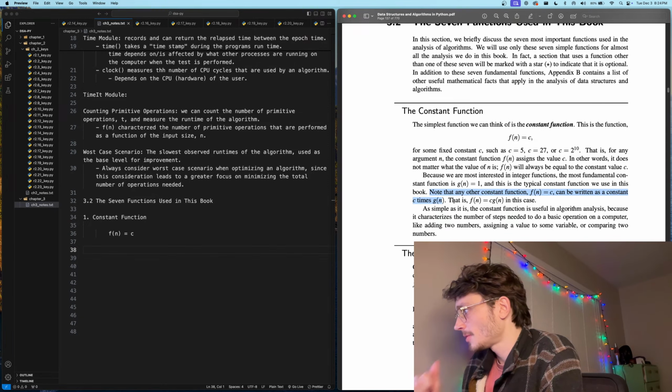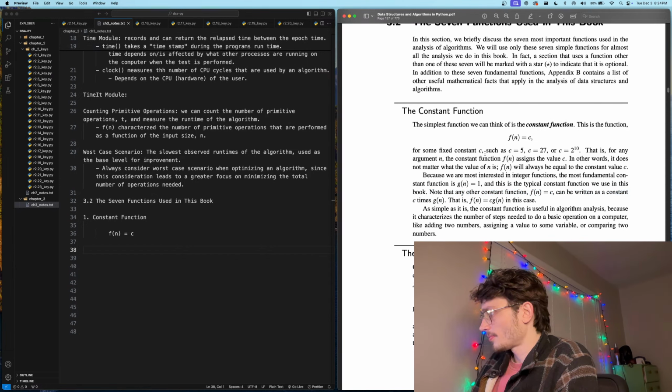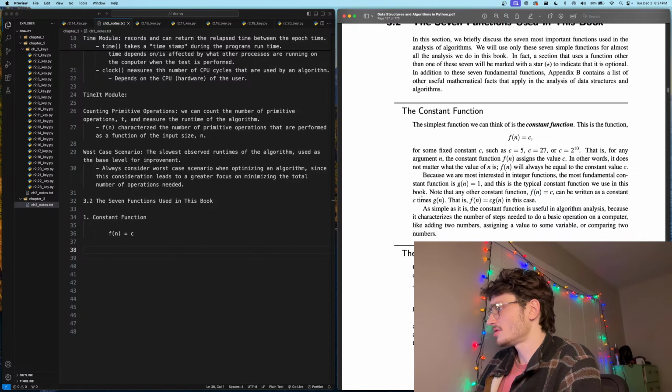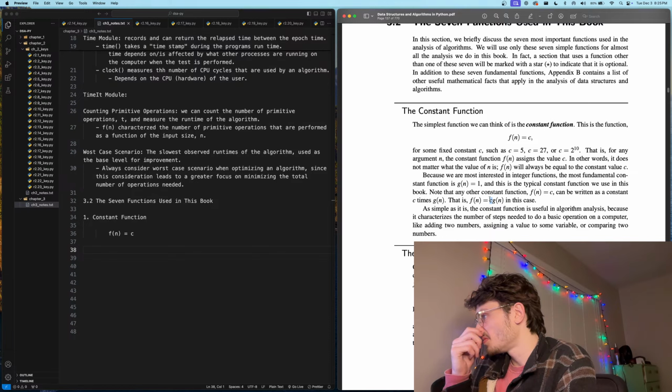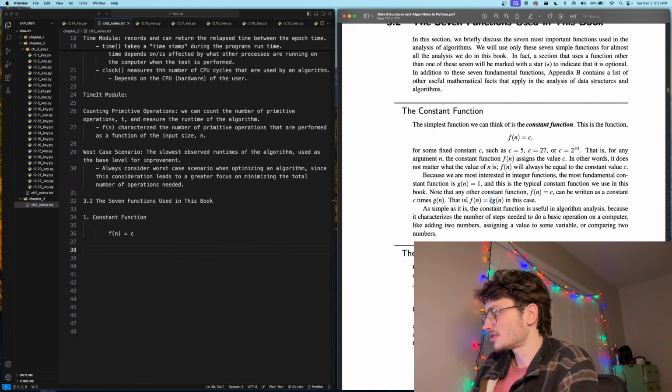Oh boy. What did they just say here? So, because they're most interested in integer functions, the most fundamental constant function is g of n equals 1. And this is the typical constant function we use in this book. Note that any other constant function, f of n is equal to c, can be written as a constant c times g of n. Well, g of n is just equal to 1. So this is just the simplest form of a constant function as being just 1. Yeah, okay. So c would in this case just be multiplied by 1, whatever c is equal to, which is f of n. So in this case, the answer is just c still.